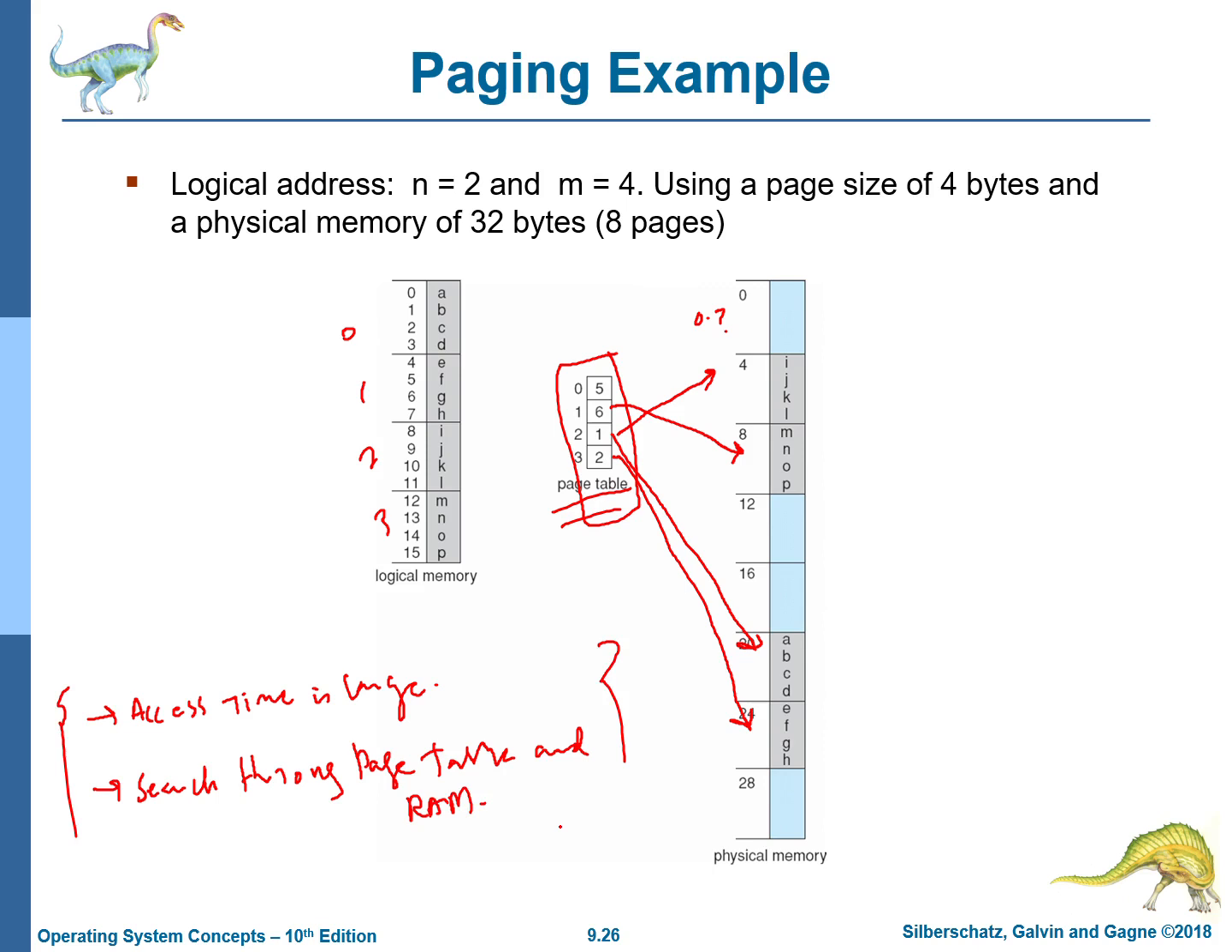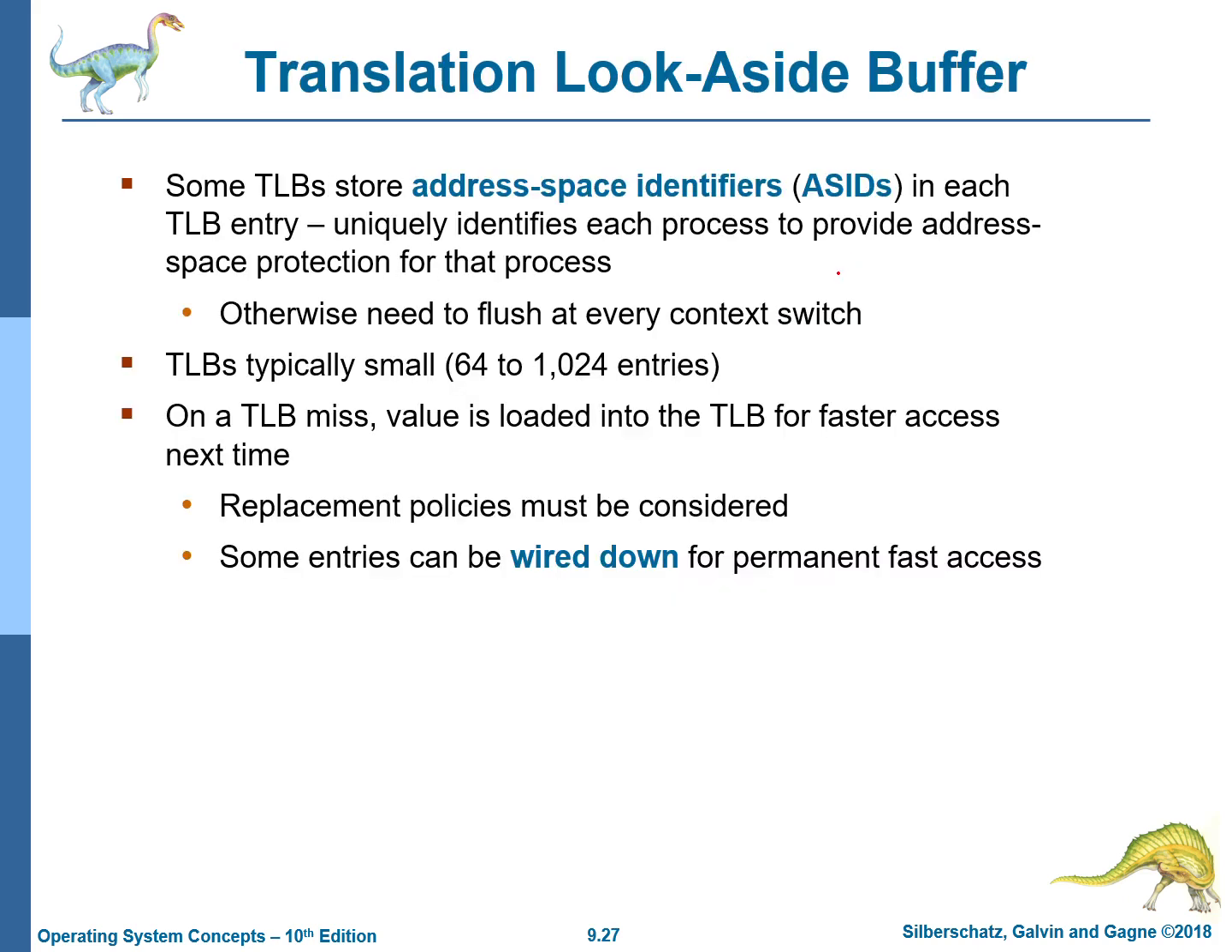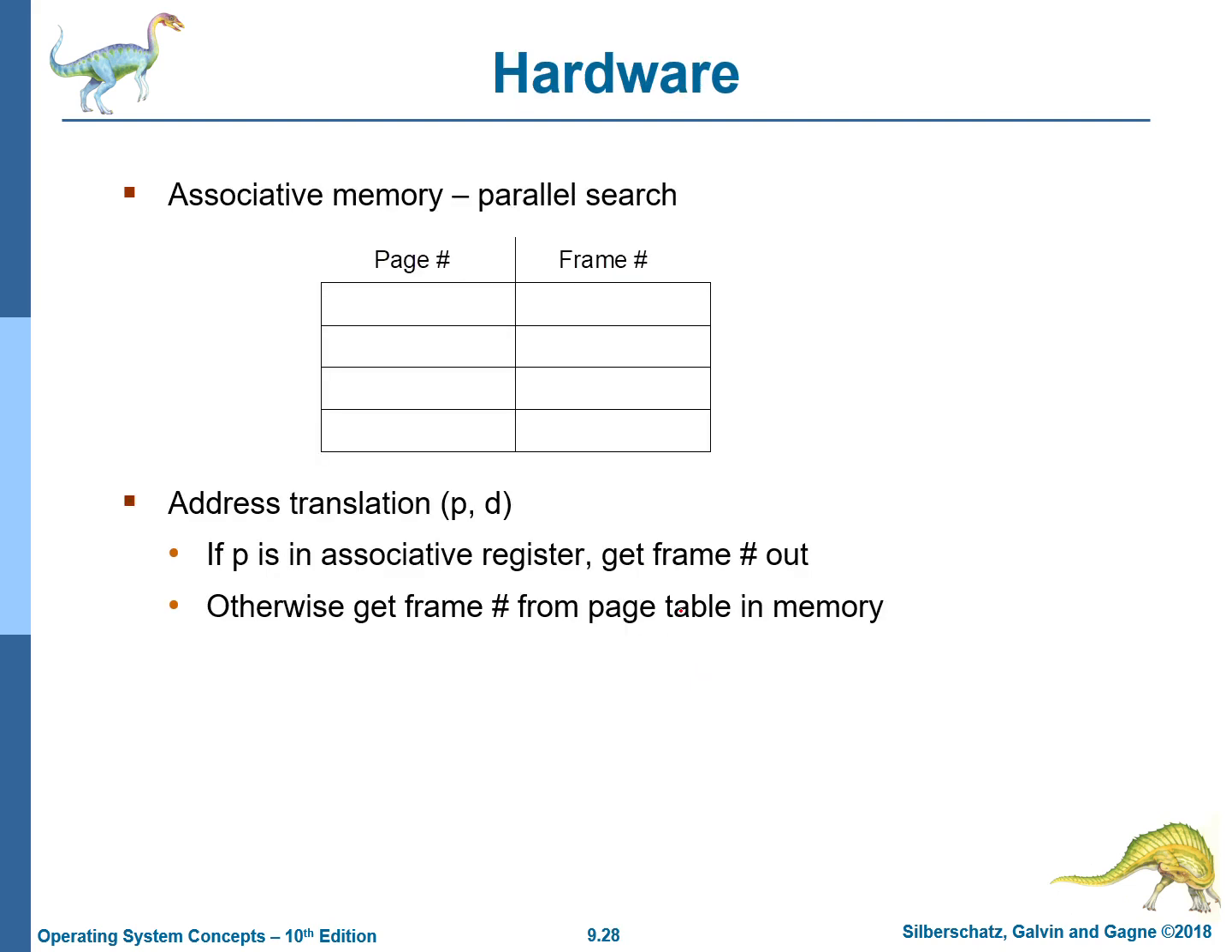To overcome these disadvantages, we have the translation look-aside buffer. This translation look-aside buffer is another table which is available very near to the CPU. It is also called associative memory. Associative memory is very near to the CPU, and it is capable of multiple access. I'll show you in the picture here.